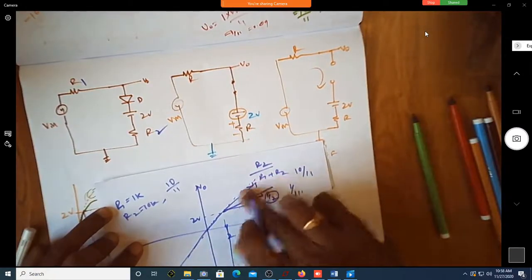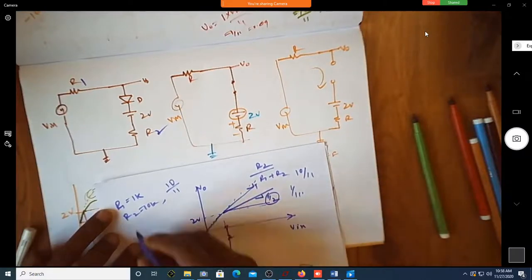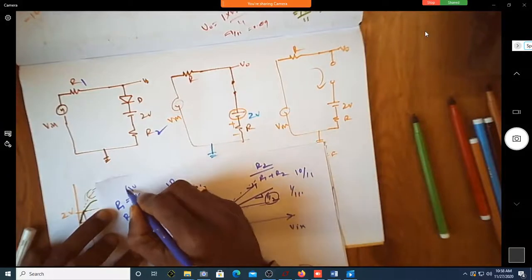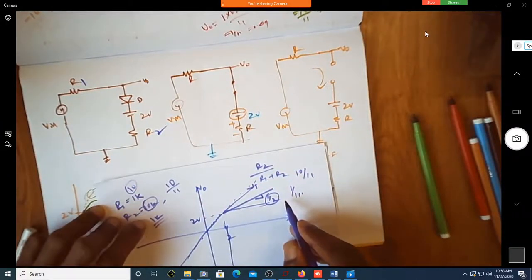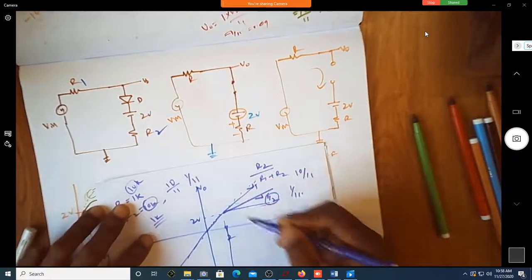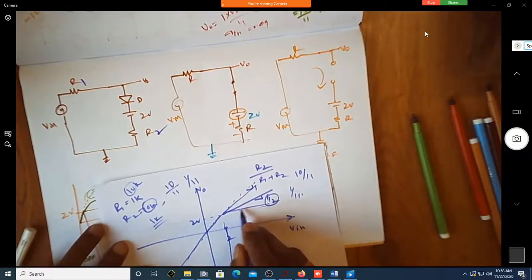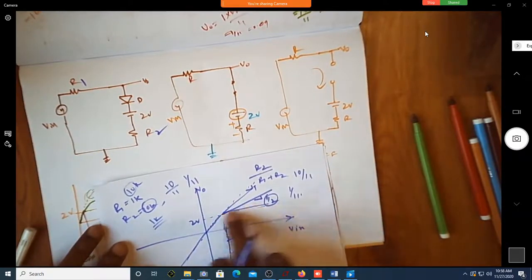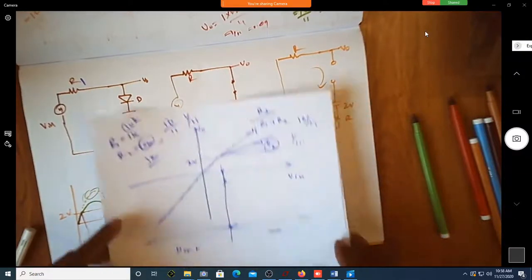Is it close to your output voltage, the input voltage plus 2 volt? Yes. If both are 1k, it is half. If this is 1k and that is 10k, then it is 1 by 11, nearer to 2. So 1 by 11 is almost a flat one, almost like 2. Of course, it will be very close to that.